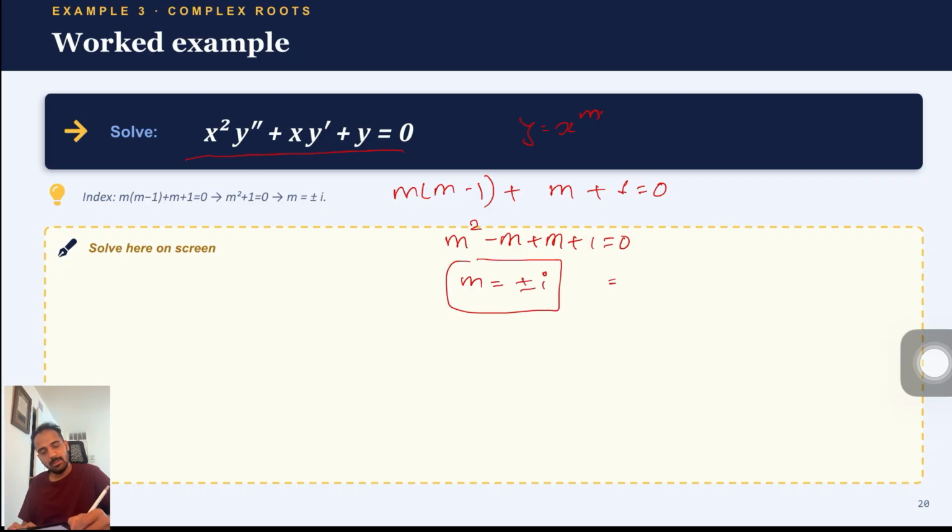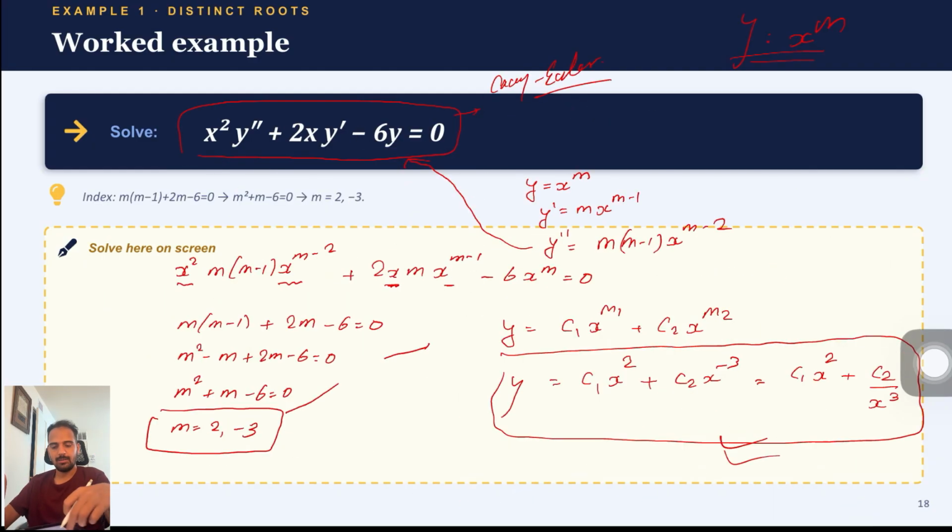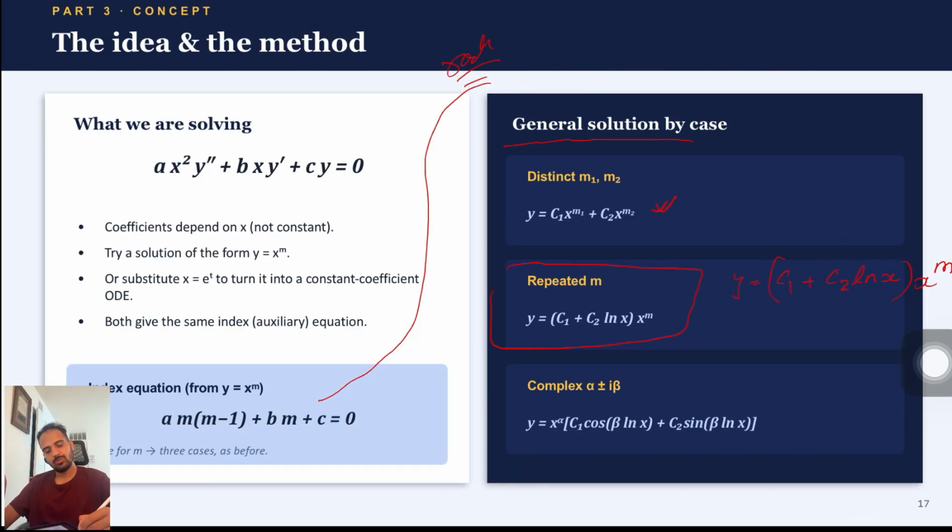This will be m equals plus minus i. So you have the conjugate roots, that means you have the imaginary and the real parts. You have the complex roots, and if you have complex roots, you always have some real part plus some imaginary part, right? For this particular case, you have alpha equals 0 and your beta is here 1, right? So whenever you have the conjugate roots and you are assuming your solution is y equals x^m, for this case your solution will be given by this equation.